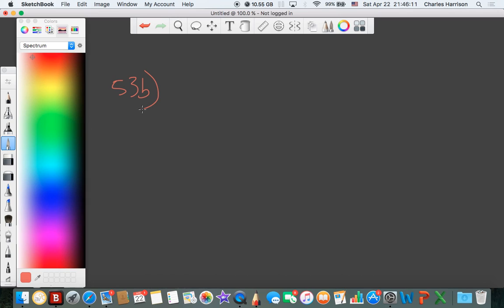53B. Whew, all right, we have this divided by 10%. Well, we need to remember that 10% really is 10 over 100. And we can reduce that to 1 over 10. So it's really this.